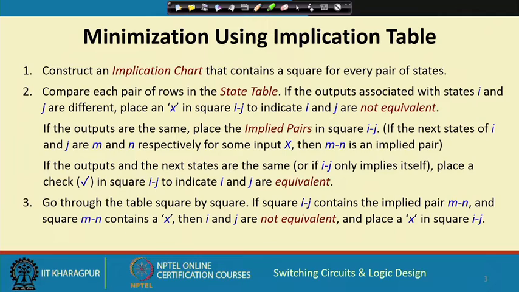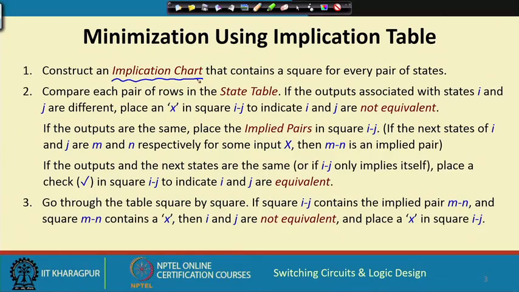So, let us now show the steps of the minimization, then we shall illustrate with the help of an example. The first thing to note is that we use something called an implication table or an implication chart. An implication chart is basically a two dimensional structure which shows the relationship between every pair of states, say S i and S j, whether they are equivalent or not, and if they are not equivalent, how they differ. So, every entry of this two dimensional structure will capture the information regarding the similarity of every pair of states. This table or chart is called an implication table or an implication chart.